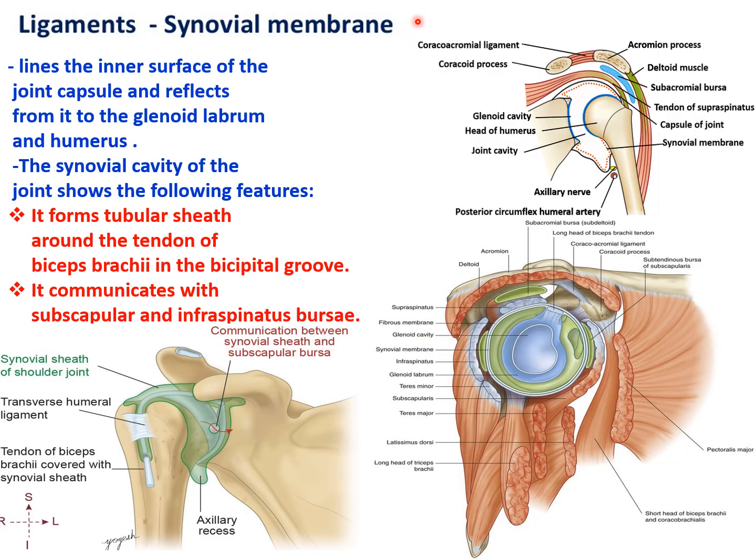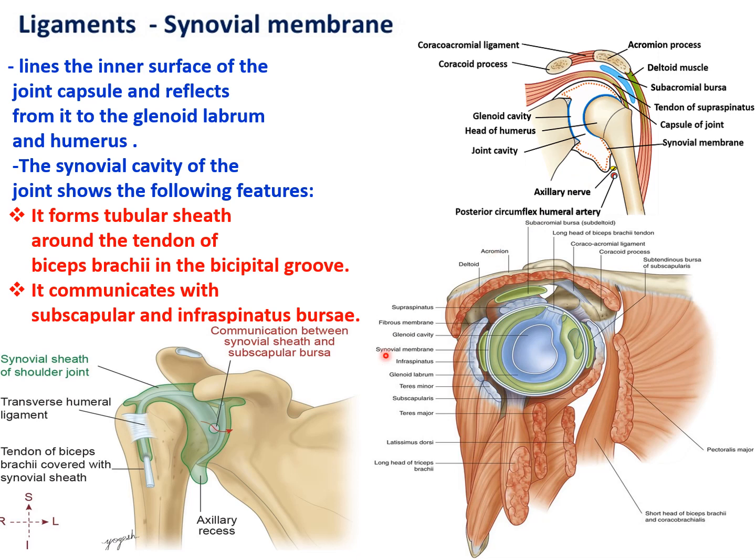Coming to the synovial membrane, it lines the inner surface of the joint capsule. The red dots represent the synovial membrane. You can see here in this picture. It lines the inner surface of the joint capsule and reflects from it onto the glenoid labrum. The synovial membrane doesn't line the articular surfaces of the bones participating in the joint formation. The synovial cavity of the joint shows the following features.